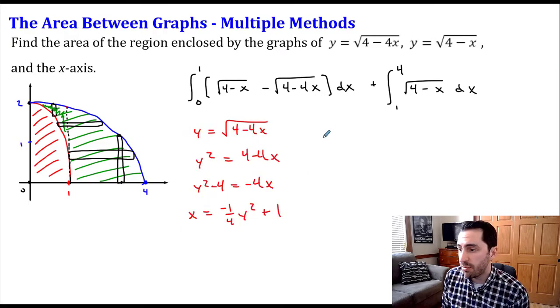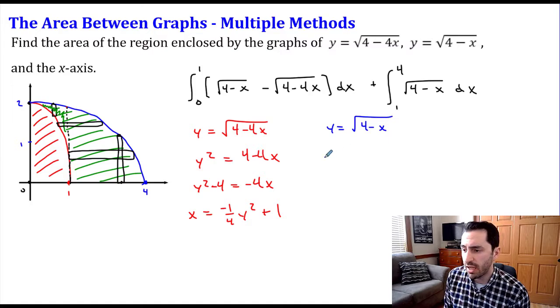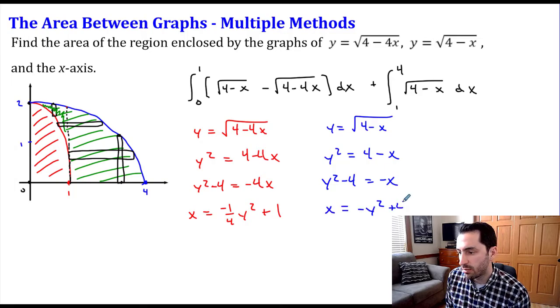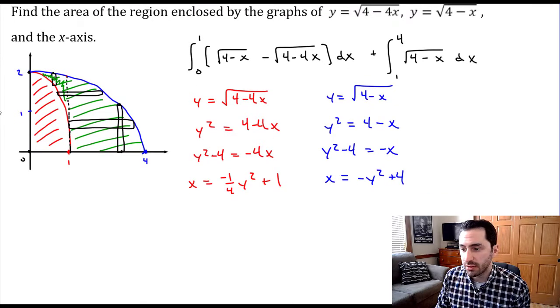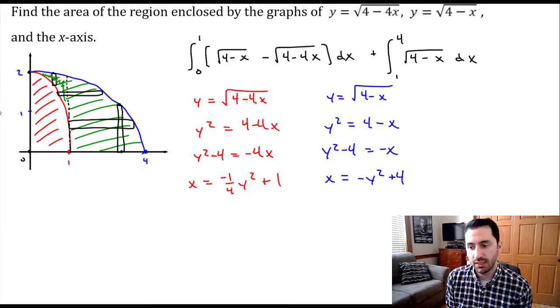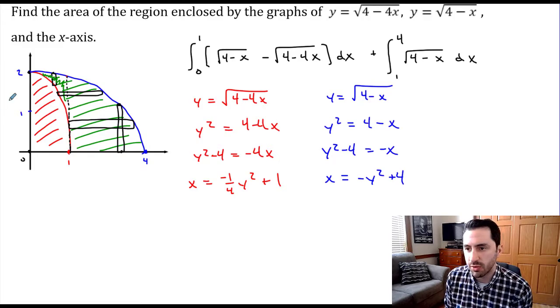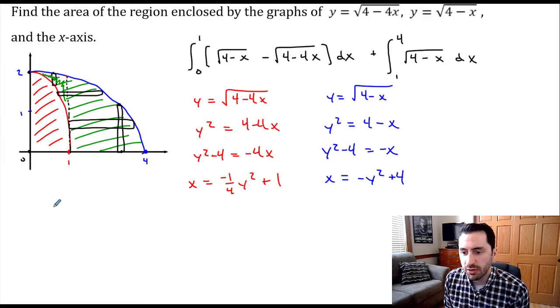So now let's do the same thing for our second one. y is equal to the square root of 4 minus x. And in the same process, we just want to isolate x. So we have y squared, and then we can subtract 4, so y squared minus 4. And then multiplying everything by negative 1, we have x is equal to negative y squared plus 4. So now that we have x isolated and these written as functions in terms of y, now we can figure out the integral.